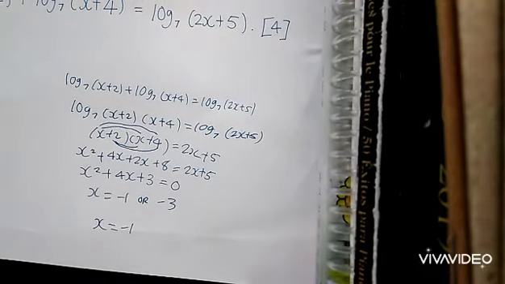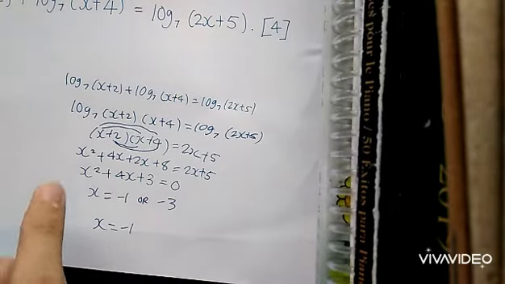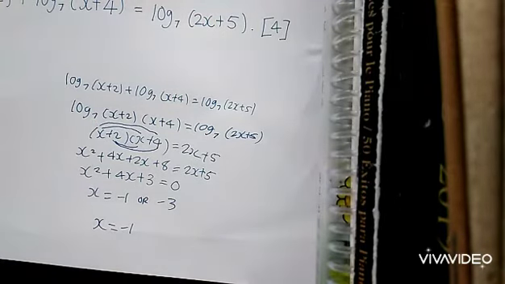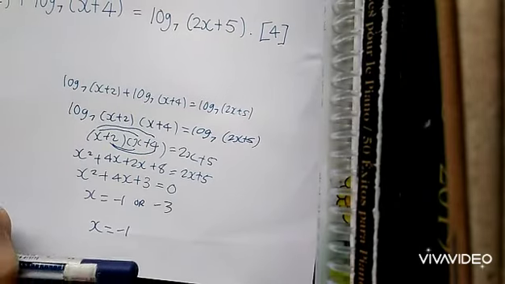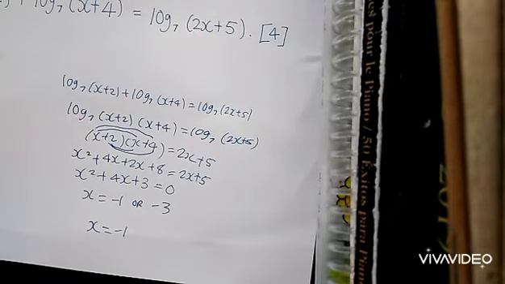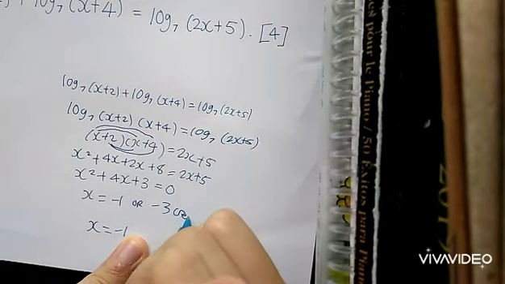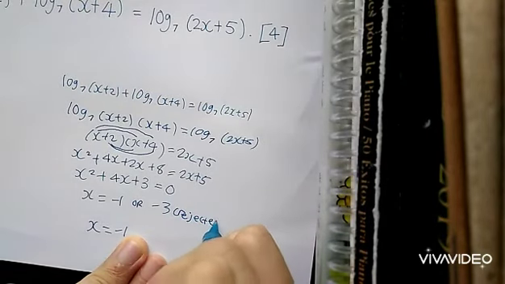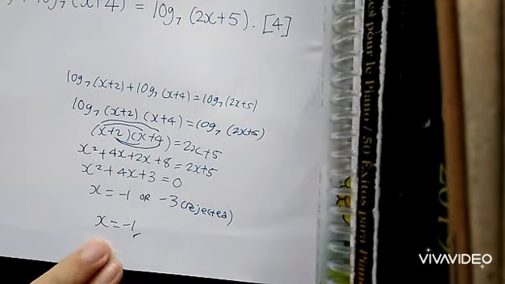But for -3, -3 plus 2 is equal to -1, which cannot be accepted because it is negative. Even though -3 plus 4 is positive, as long as you have one negative, you have to reject the answer. So this answer is rejected, and x equals -1. Done.